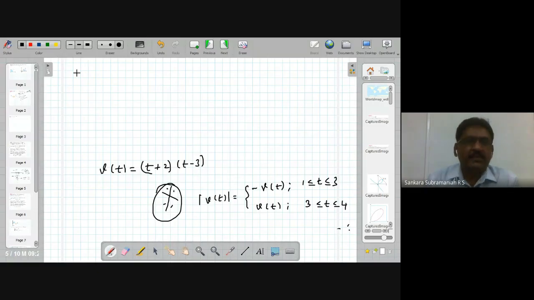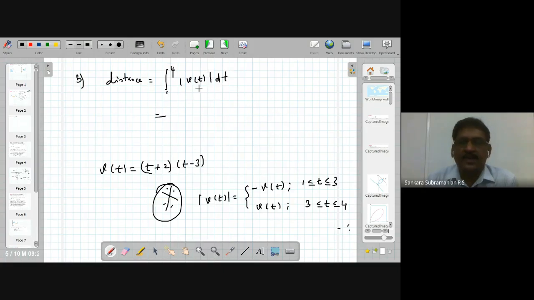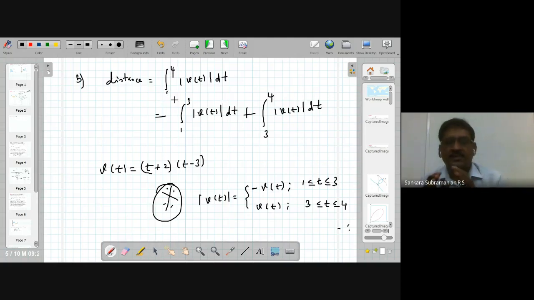All right. So I am coming to the subdivision B. I want to find the distance traveled. This is equal to integral 1 to 4 modulus of v of t dt. This modulus can be split as integral 1 to 3 modulus of v of t dt plus integral 3 to 4 modulus of v of t dt. The interval 1 to 4 has to be subdivided into the subintervals 1 to 3 and then 3 to 4.